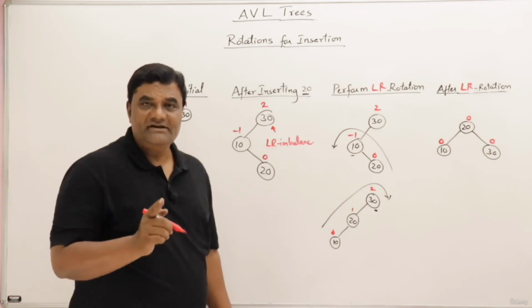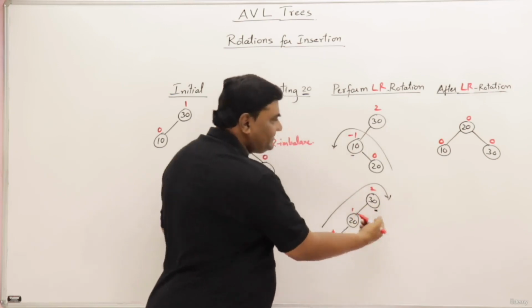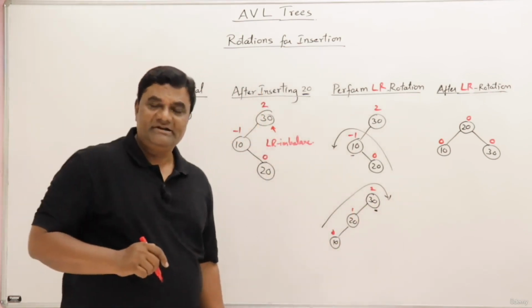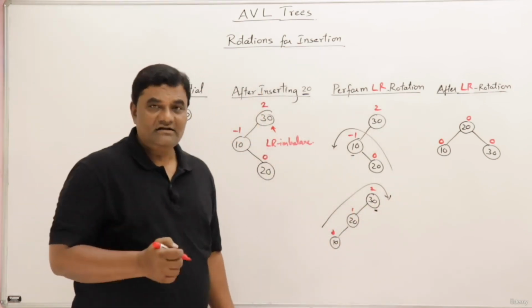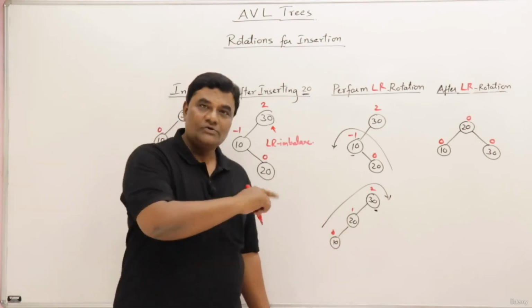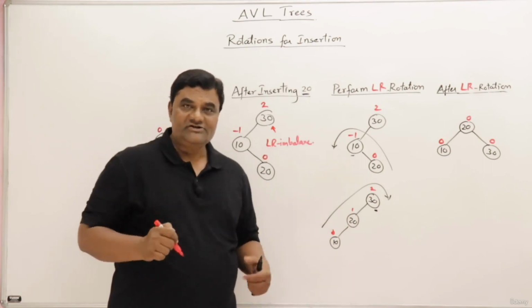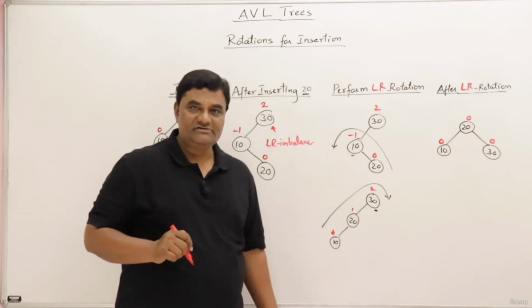If you want to give the name based on the direction of rotation, just watch it. Left rotation, then right rotation. So this is LR only. With that respect also it is. So this is LR rotation. See, this is one rotation only. But there are 2 steps in this one. So we call this double rotation.